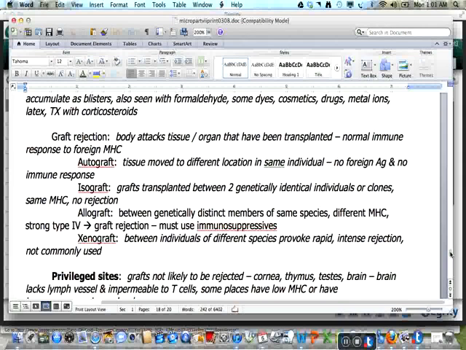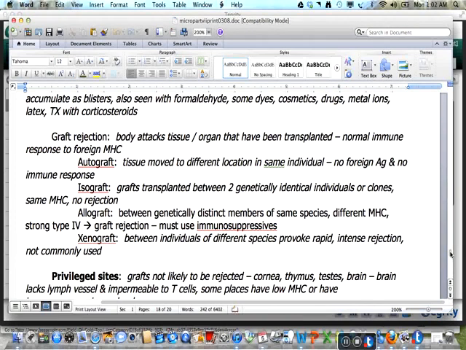Graft rejection occurs when the body attacks tissues or organs that have been transplanted. This is a normal response to a foreign MHC. Autografts are tissues moved to a different location in the same individual, so there is no foreign antigen and no immune response. Isografts are grafts transplanted between two genetically identical individuals or clones, so they have the same MHC with no rejection. Allografts occur between genetically distinct members of the same species. All tissues have a different MHC and give a strong type 4 response, causing graft rejection. These individuals must use immunosuppressive drugs for the rest of their lives.